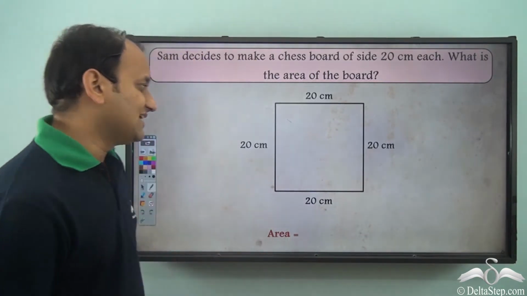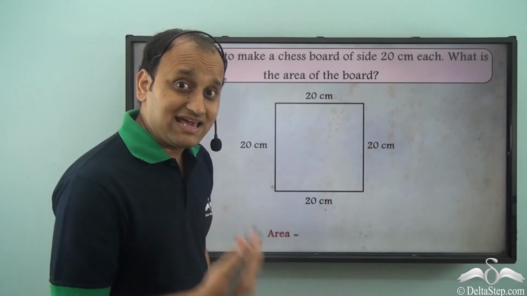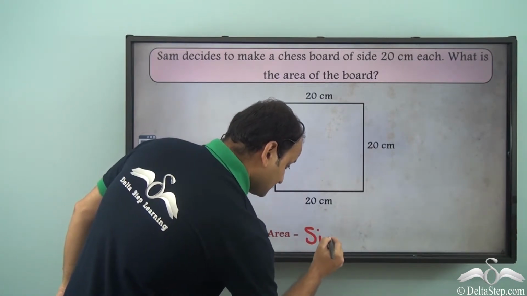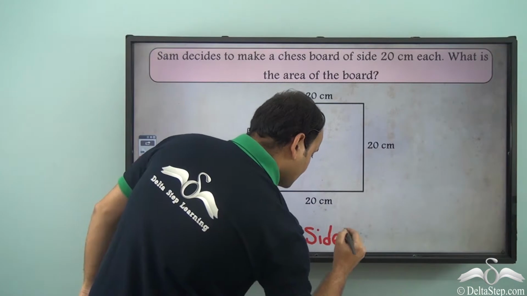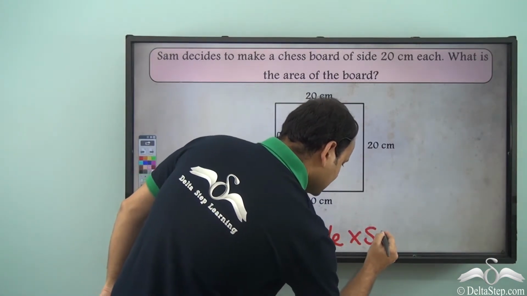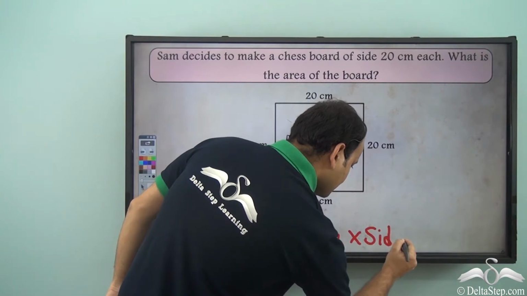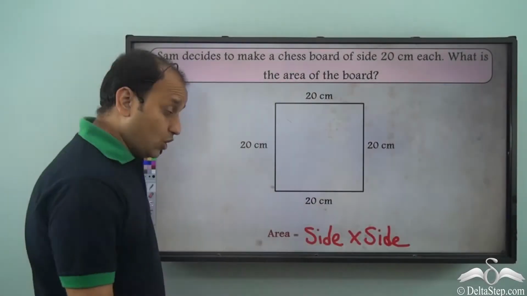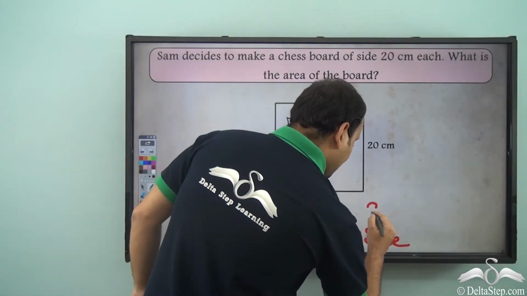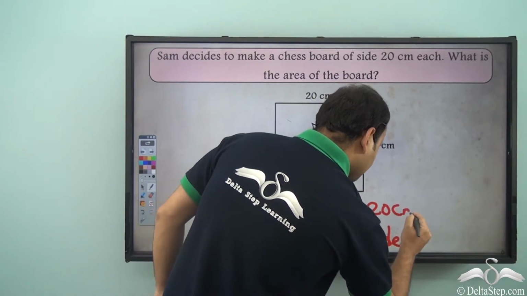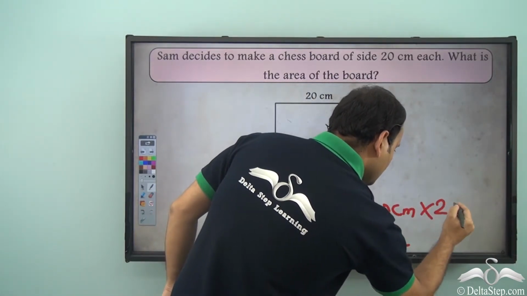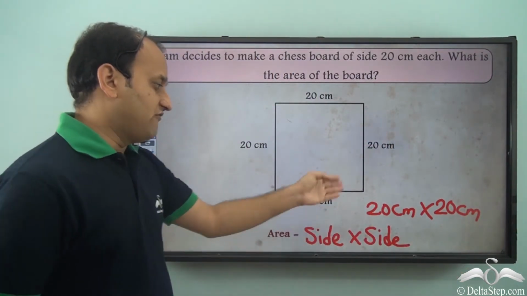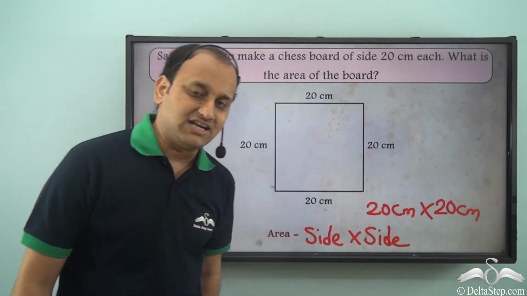Well, the answer is very simple. We know that area of a square is side into side. So in this case, what is side? It's 20 centimeters. So it will be 20 centimeters into 20 centimeters. So if we multiply 20 centimeter into 20 centimeter, what do we get?